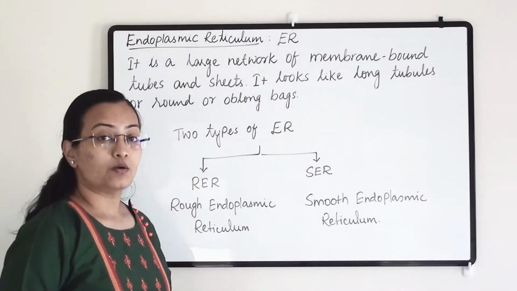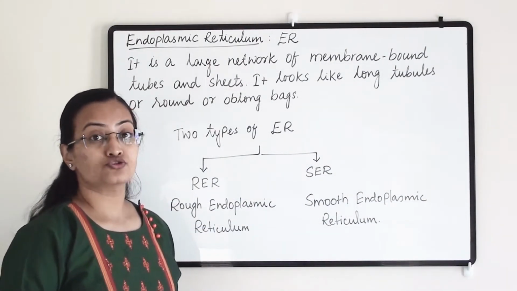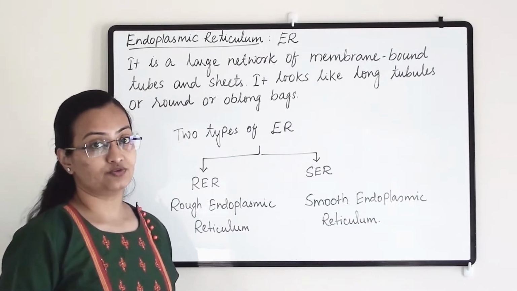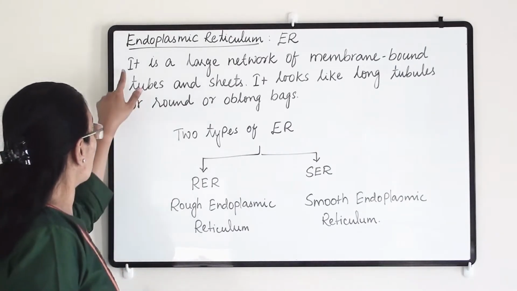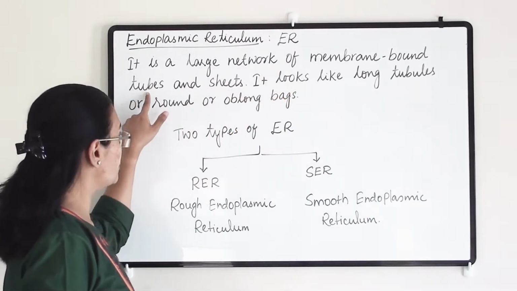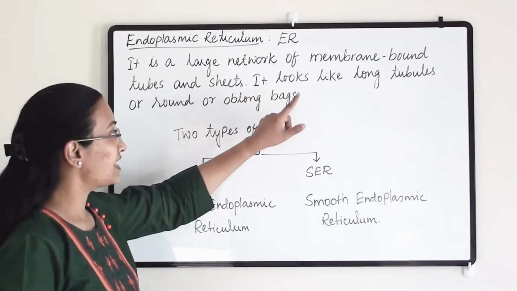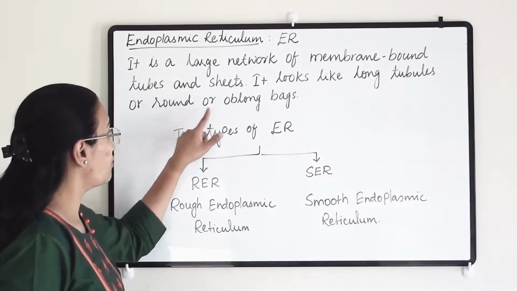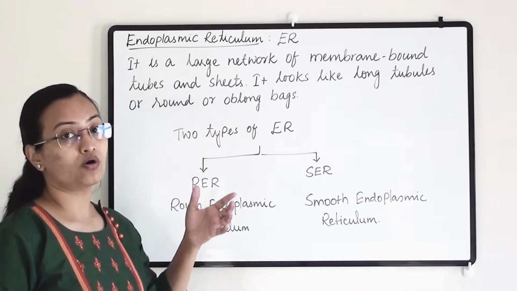Now let us discuss ER. ER is a short form of endoplasmic reticulum. What is it? It is a large network of membrane-bound tubes and sheets. It looks like long tubules or round or oblong bags or vesicles.